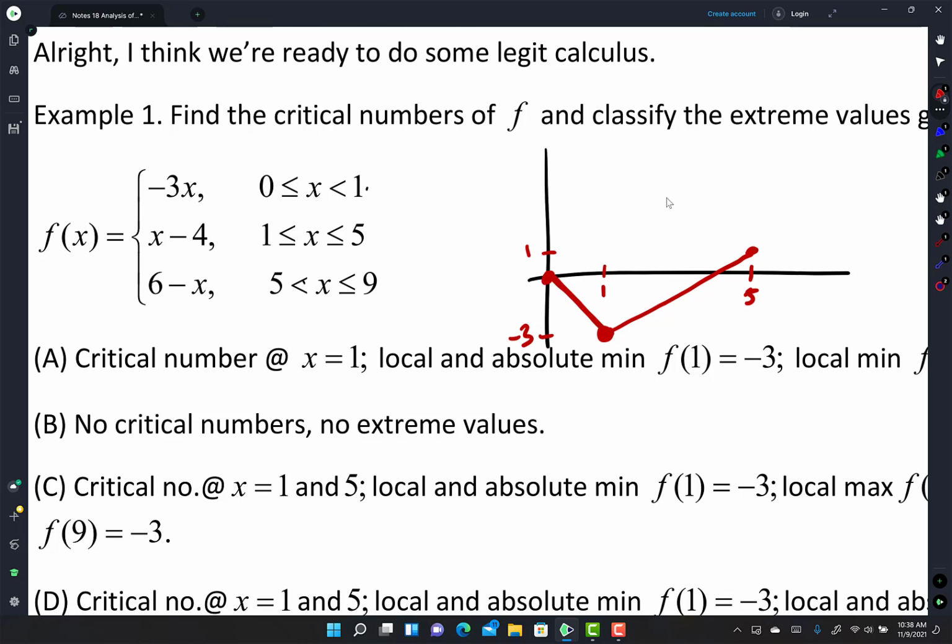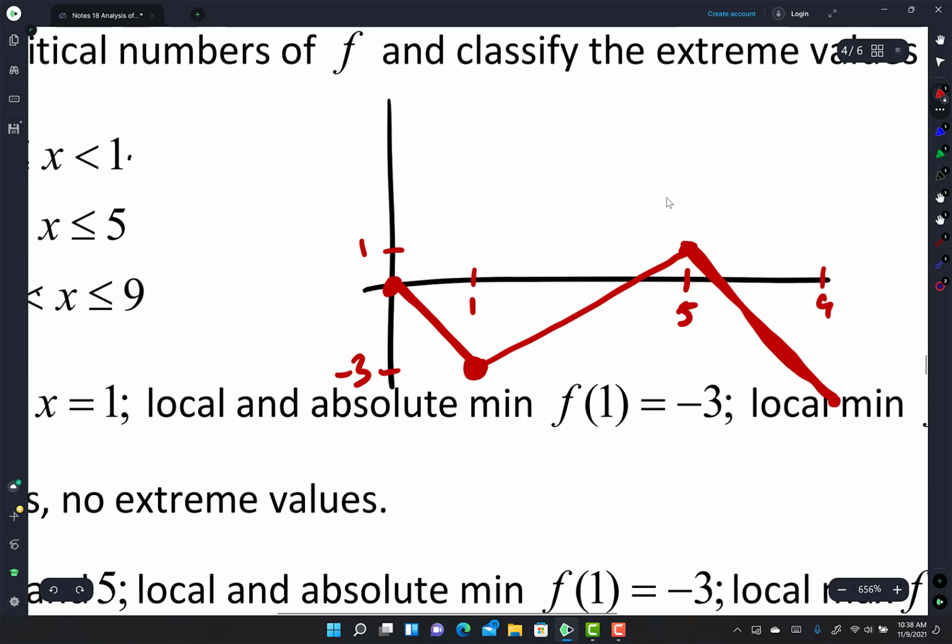So now next, guys, I'm going to go to 9. 6 minus 9, what's that? -4. So I'm going to say -4 is down. I'm going to say 9, -4 down here. And it's going to go, and there it is. Not the best, but that's fine. So here's my graph.